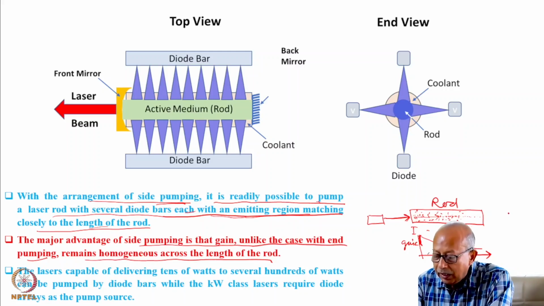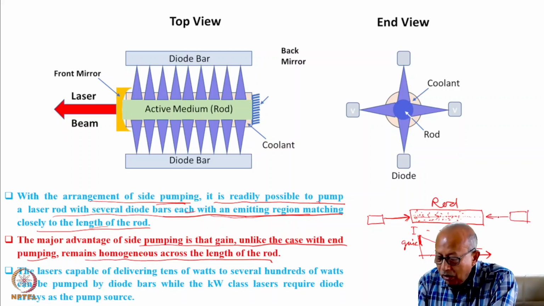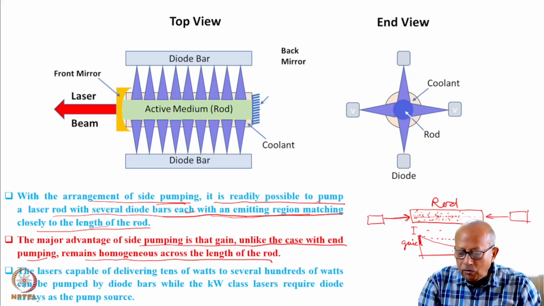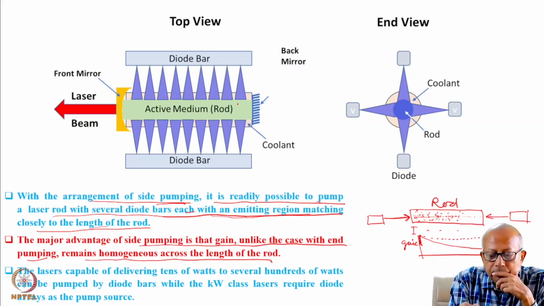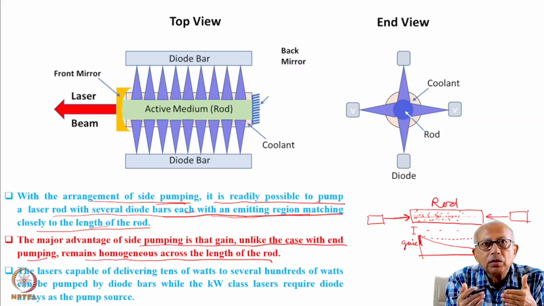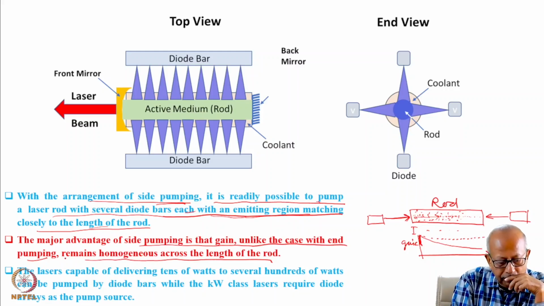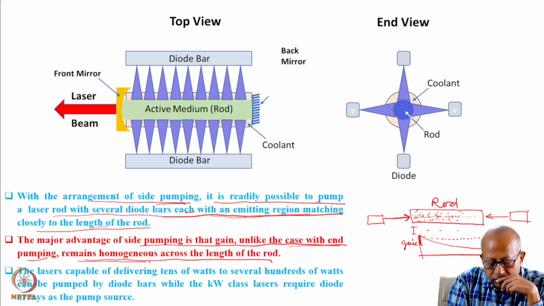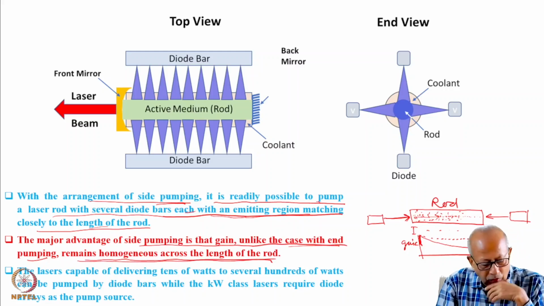Of course, you may say that we pump it from the other end. Then of course there may be some compensation and the gain may not look as bad. But consider now this case. This pumping is absolutely homogeneous because you are using multiple diodes. So the gain remains homogeneous across the length of the rod.